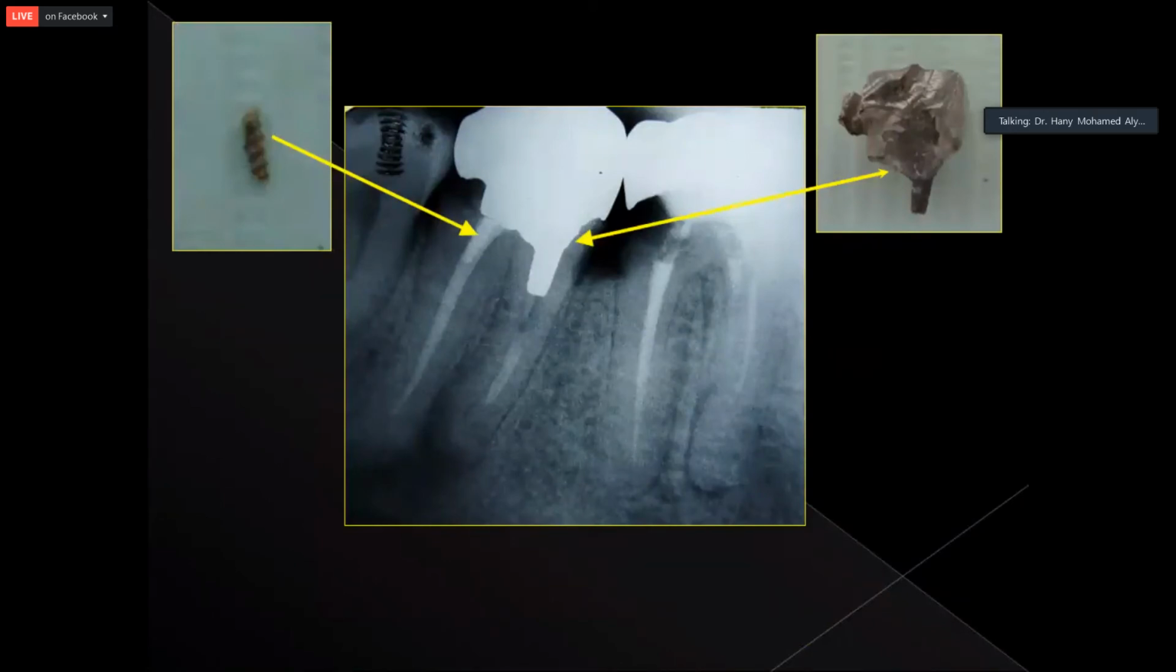This is also another case which has two posts: a ready-made post in the distal root, and a custom-made post in the mesial root. I removed the ready-made post in the distal root with a mosquito, and the other one I removed using ultrasonic.